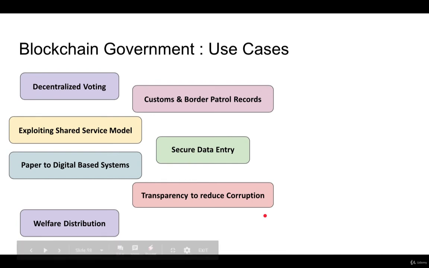So illegal activities like illegal confiscations of information, or frauds happening, can be avoided and brought down to zero. There are various companies working in this sector.